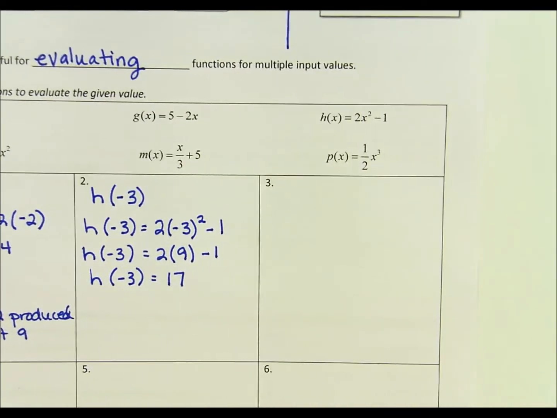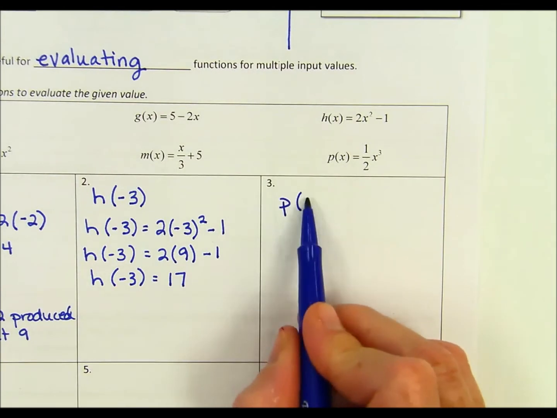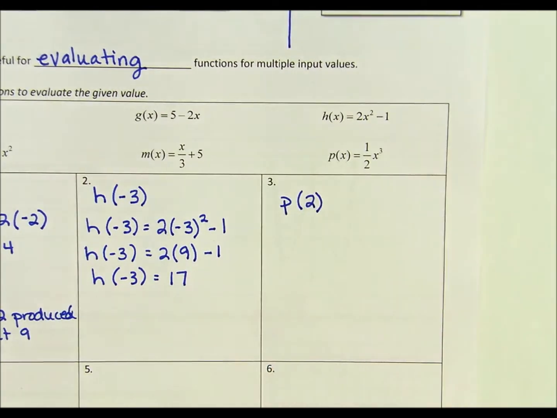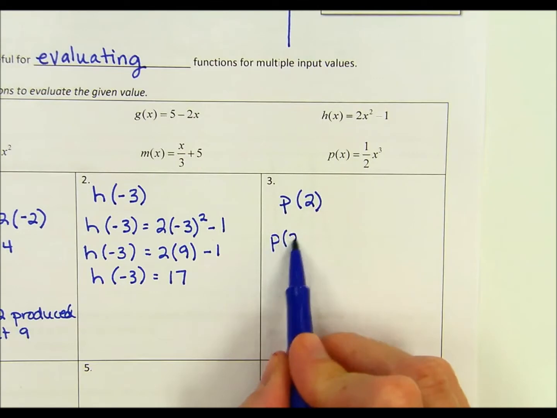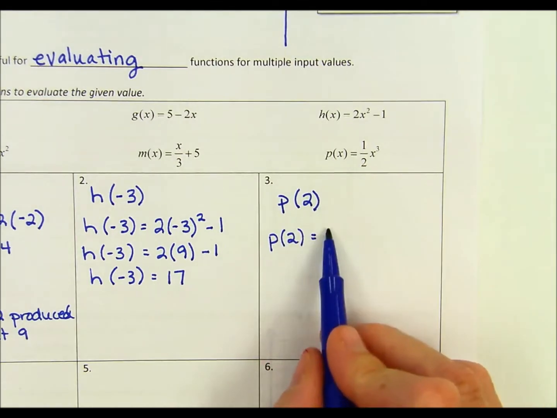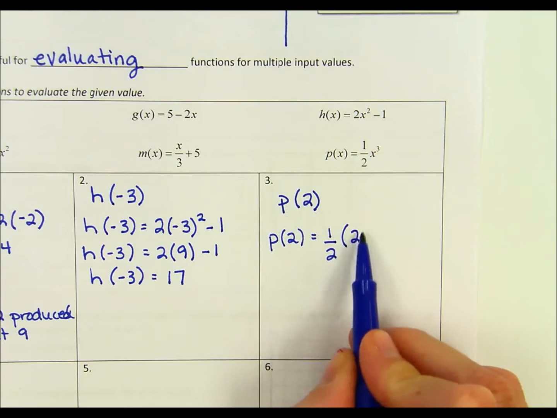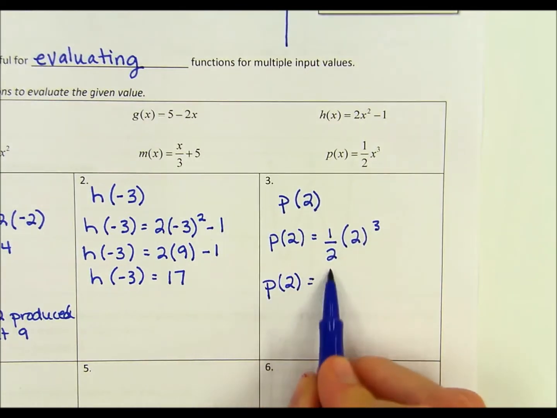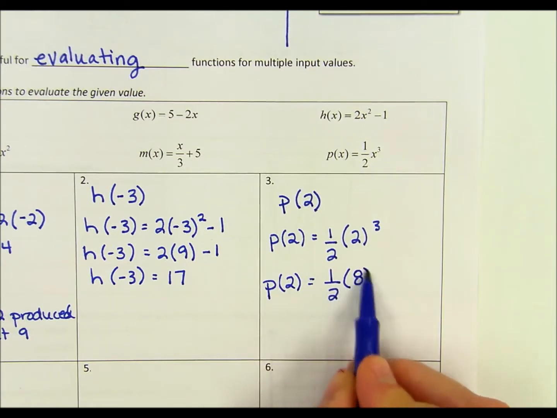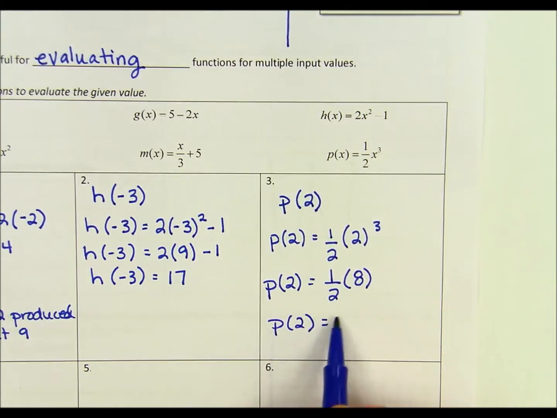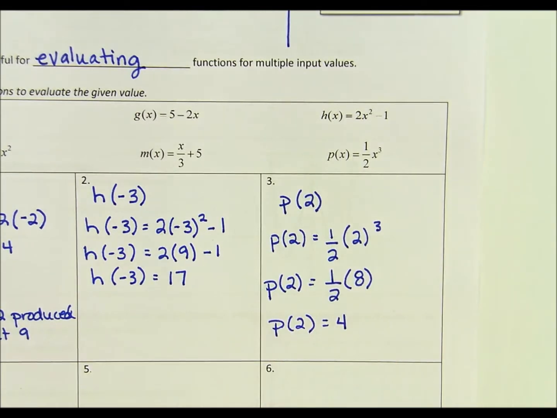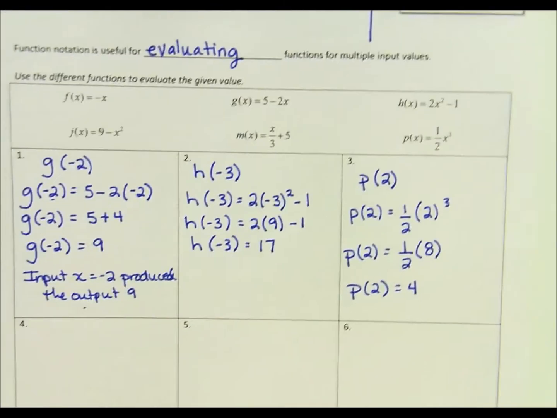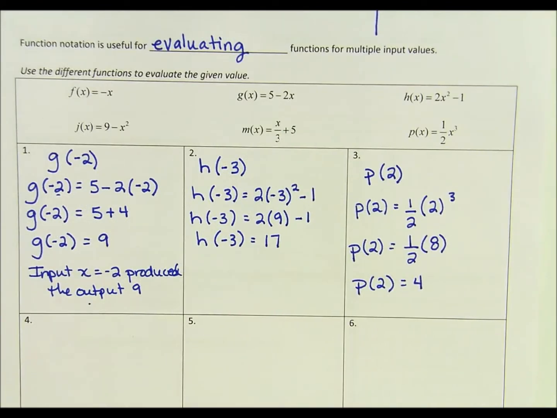Now I would like for you to do number 3. I want you to do the function p of 2. Pause the video and try it. Now for p of 2, you would use this function. So you would say 1/2 times 2 cubed. Once again, apply your order of operations. So this would be 1/2 of 8. So p of 2 would produce a 4 for the output. Now, that is evaluating single functions for the given inputs.